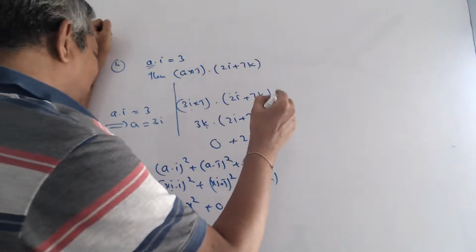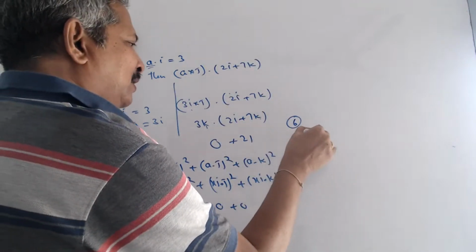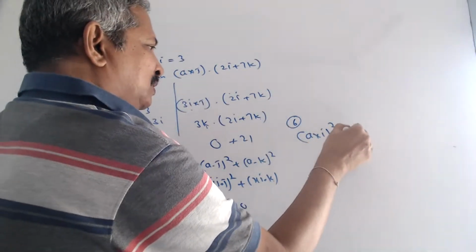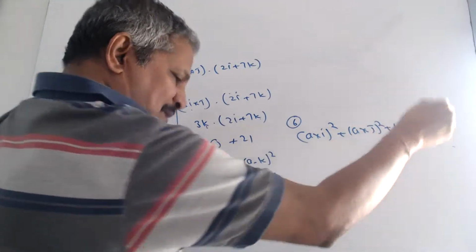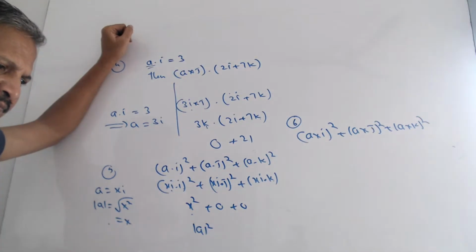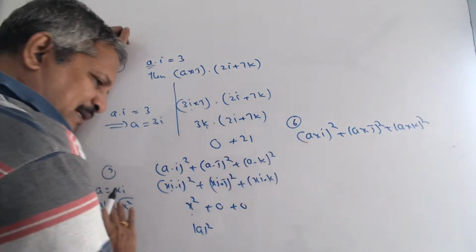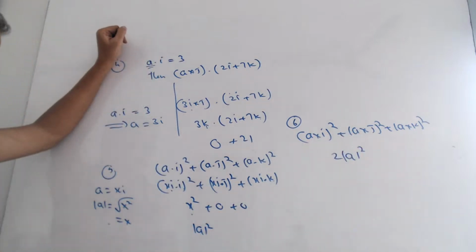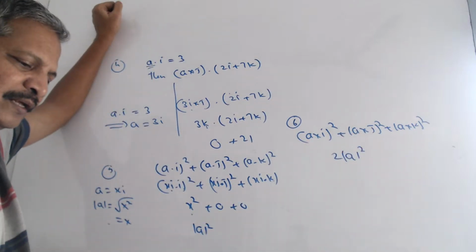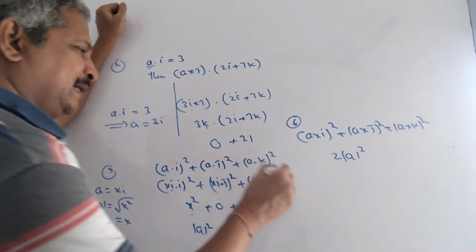Whereas in the same manner, if I do A cross I whole square, A cross J whole square, A cross K whole square, let us imagine they are asking this. Then by the same method you will get 2A square. I am not doing it; it is simple, you can follow the same method later. It is 2A square. Next point.